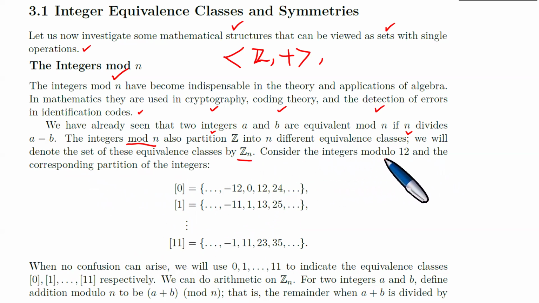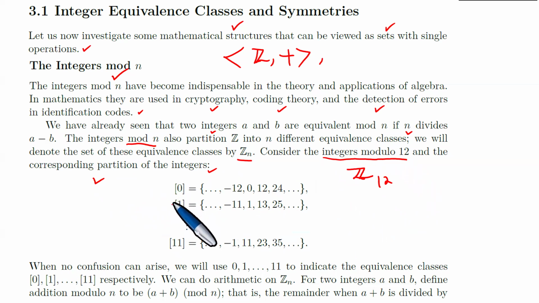Consider the integers modulo 12 and the corresponding partition of the integers. Okay, let's look at the integers modulo 12. In other words, we're looking at Z subscript 12, and the corresponding partition of the integers. Let's discuss the notion of the partition of the integers. Here's the language: in the integers modulo 12.